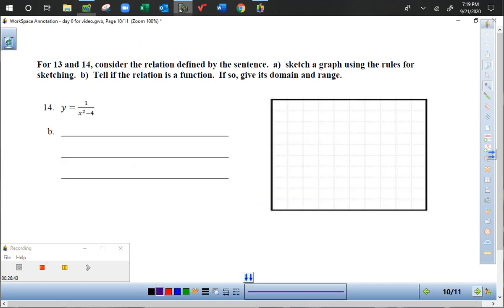Next graph is a little bit more interesting. Okay, notice that we have x in the denominator. This is not necessarily a graph that you're familiar with, but because x is in the denominator, you will have asymptotes in this graph. Okay?